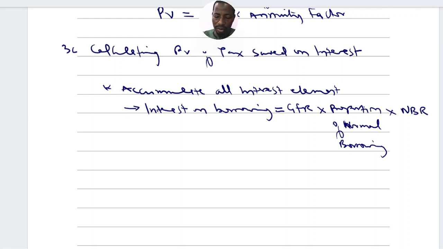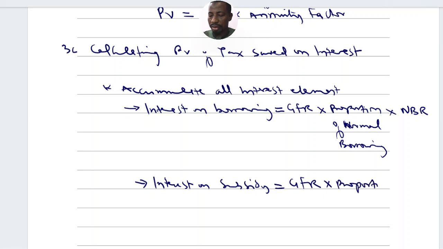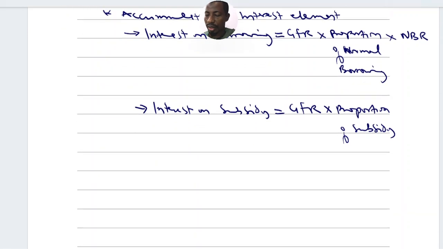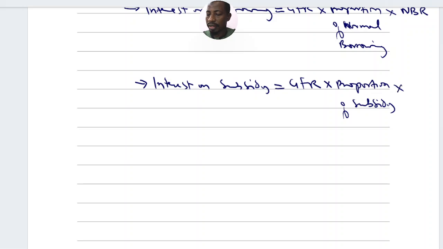Then, of course, I will determine the interest on subsidy, which will be calculated as gross finance required multiplied by the proportion of subsidy, or I can simply say multiply by SA, subsidy amount, then multiply by the interest rate on the subsidized loan. Whatever I have, I will add the two of them together. That will give me the total interest.